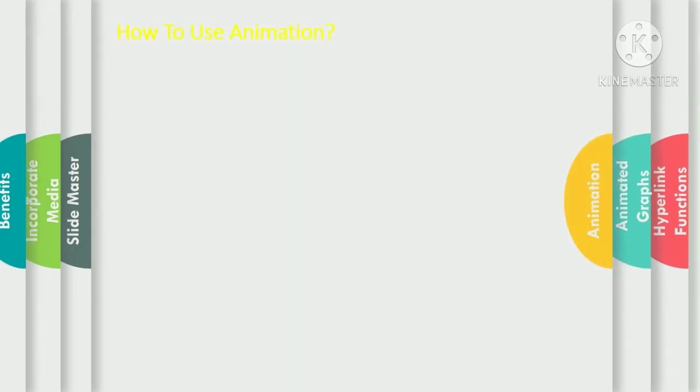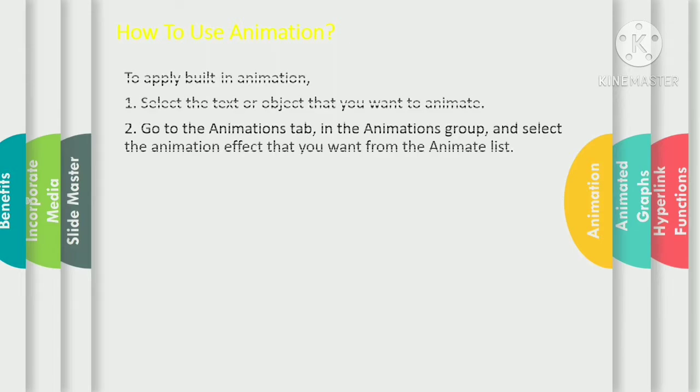So now we will see how animation works. To apply built-in animation, select a text or object that you want to animate. Go to the animation tab. In the animation group, select the animation effect that you want from the animate list.